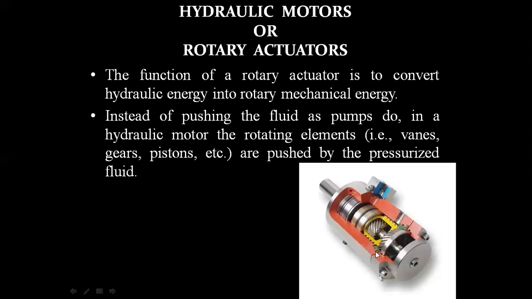Now we can see an image where a typical motor is shown, with its inner parts visible. This is a cylindrical casing, and inside the cylinder we have a piston arrangement. Inside the piston we have a gear arrangement, so we can call this a gear actuator, a gear motor.